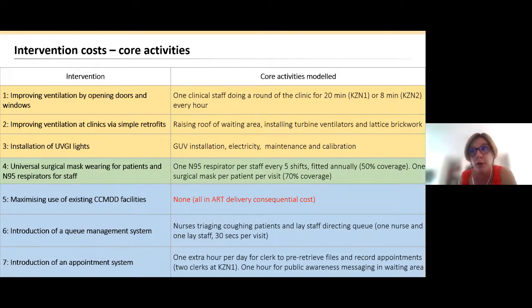The core activities costed for each intervention are listed in this table. The interventions were specifically designed to suit the structure and characteristics of the 2 clinics in KwaZulu-Natal that were studied in the transmission model. So the economic analysis results are specific to these 2 clinics. Note that maximizing the use of existing CCMDD facilities was assumed to require no changes to the current operations of CCMDD. So the cost model for this intervention were the enablers and the consequential savings on TB and ART care only.